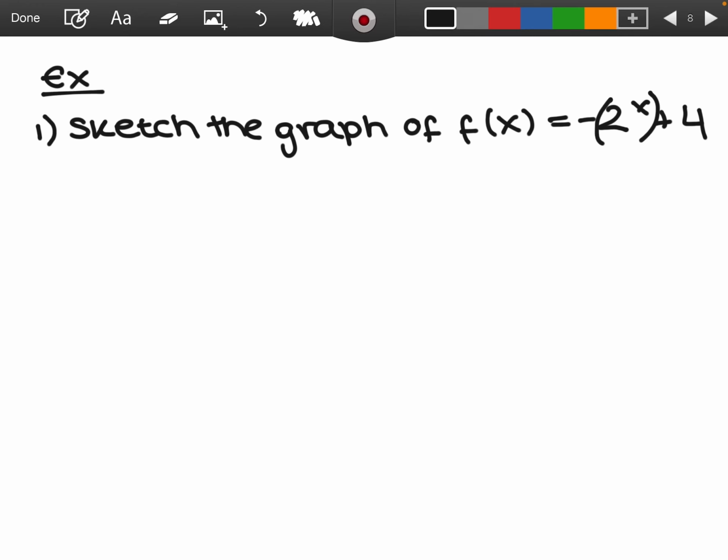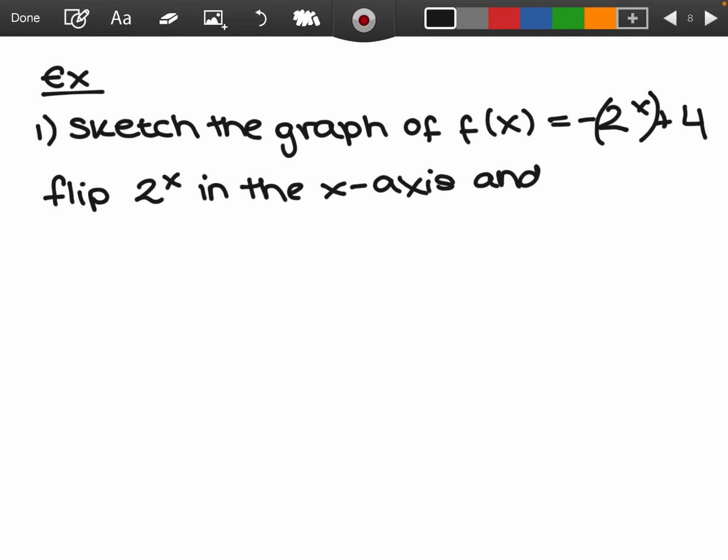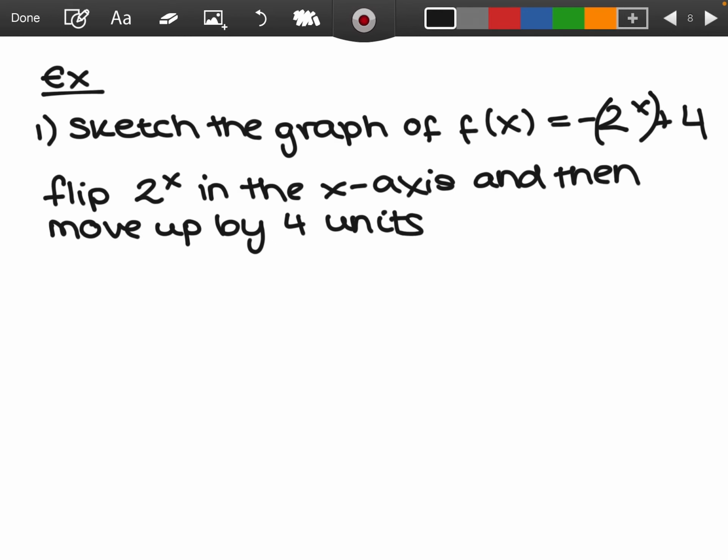So what that negative outside the function does is it's actually going to flip that graph in the x-axis. So the negative on the outside will flip the graph of 2 to the x in the x-axis, and then I move the whole graph up by 4 units. So I'm going to flip 2 to the x in the x-axis, and then move up by 4 units.